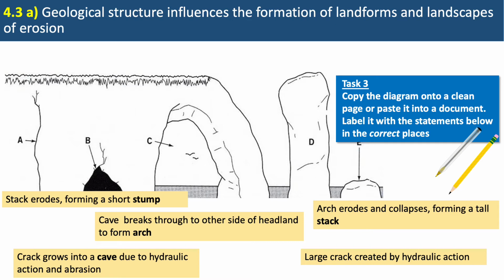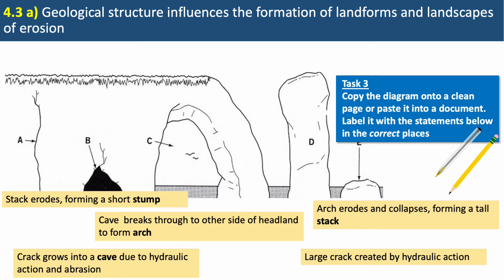What you're going to do is to either write the correct labels, so those labels at the bottom in the yellowish boxes, and make sure you attribute them to either A, B, C, D or E, or you can actually drag them. If you're using the PowerPoint in its basic form, you can just drag these onto a new slide and label them to the correct places.